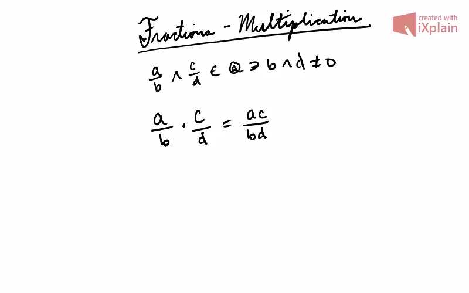Example of this, we'll do two examples, okay? We have 1/2 times 1/4. If we multiply straight across, this becomes 1 times 1 over 2 times 4, which becomes 1 over 8.